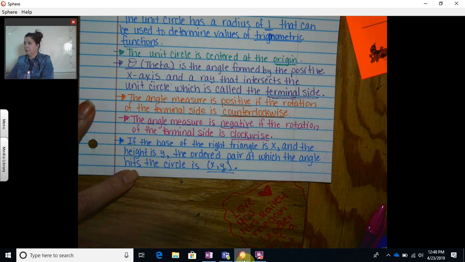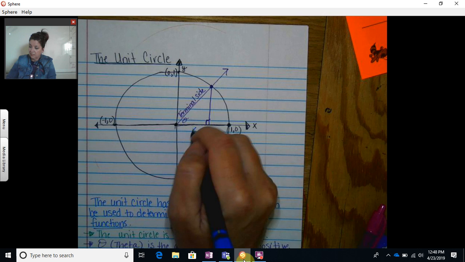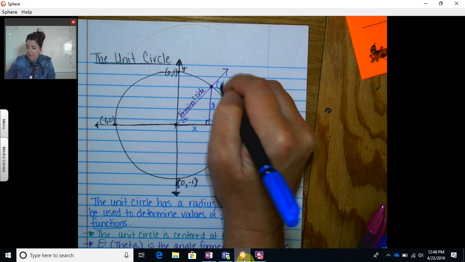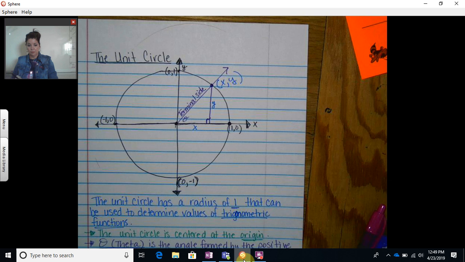So if I look back up at my circle, it says if the base is x and the height is y, then the ordered pair where the terminal side intersects the unit circle would be x comma y. That would be the ordered pair. And we're going to spend a lot of time finding those ordered pairs. Again, if you need the bottom of this, when I'm finished, you can look at my notes, okay? Just so we can move on, because I'm trying to get part 2 done today as well.